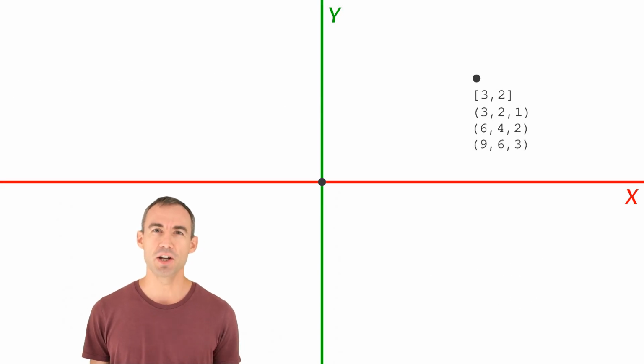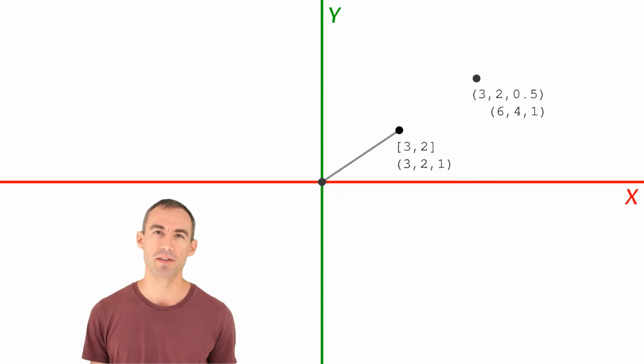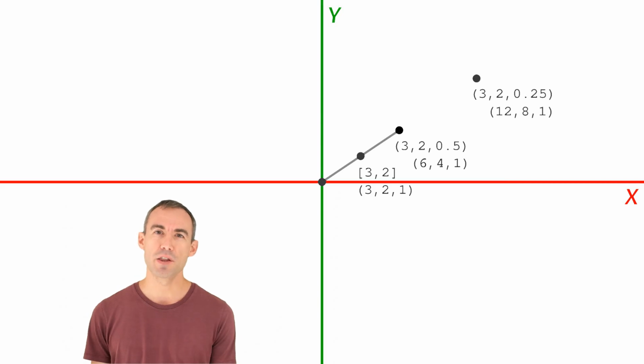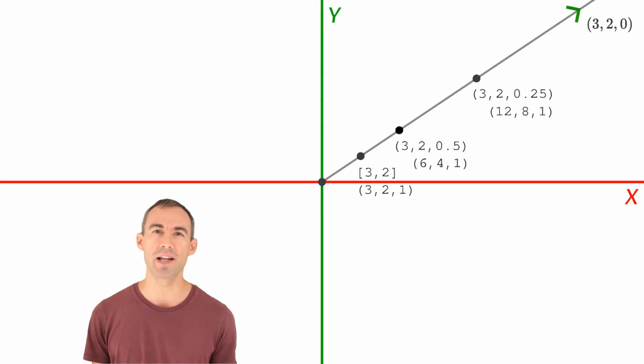So, how can homogeneous coordinates represent values at infinity? Well, consider the line we saw before. We can get any coordinate on that line by changing the value of the third coordinate. For example, if we make it 1/2, then we get this point. If we make it 1/4, then we get this point. So as the third component goes to 0, we move ever closer to infinity. And the point 3, 2, 0 is defined as the point at infinity that corresponds to the direction of this line.